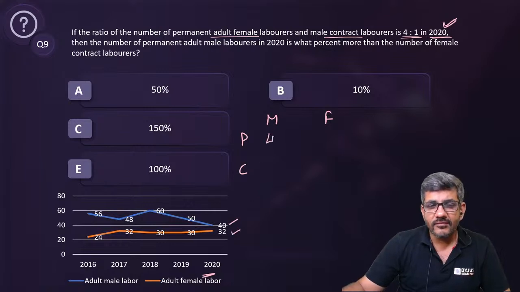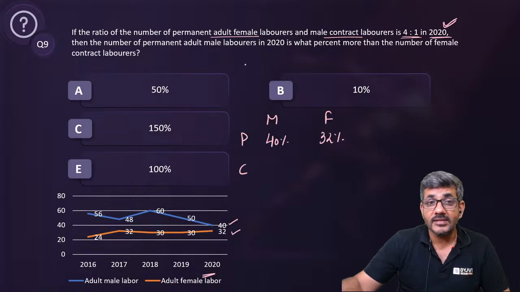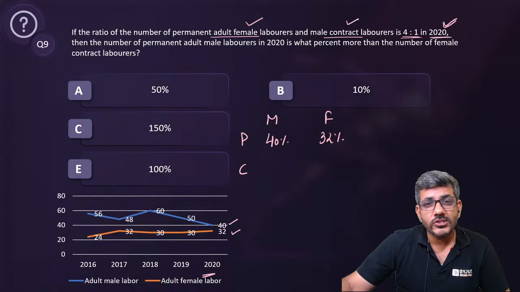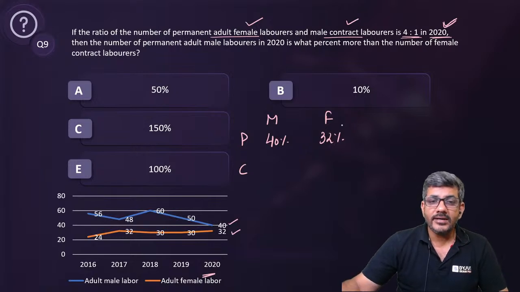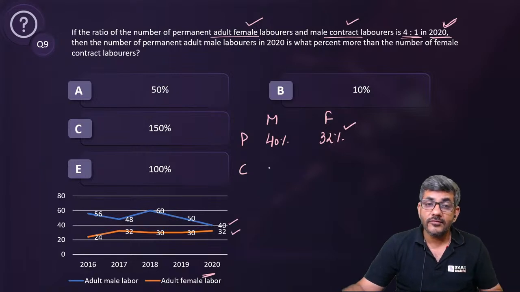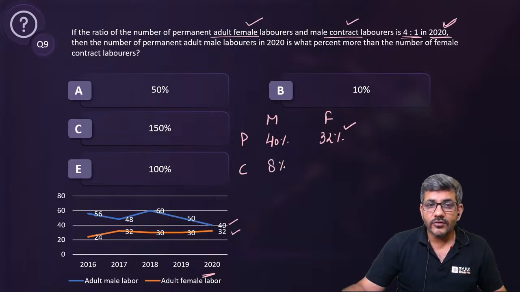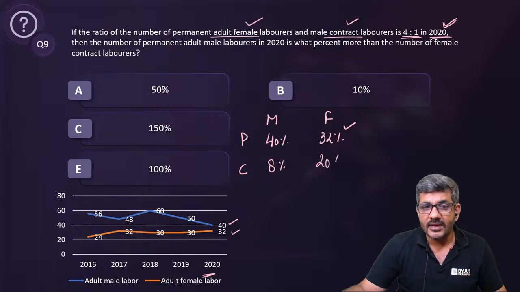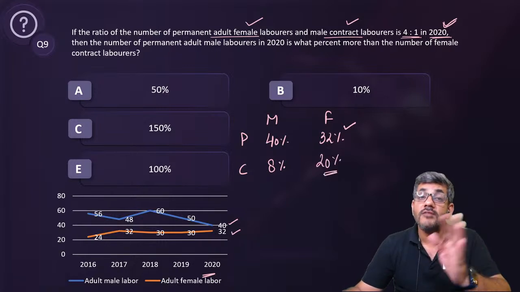So if the males are 40%, females are 32%, and they are permanent, he says adult female laborers and male contractual laborers is 4:1. Adult female is 32. So male contractual would be 1/4 of that, that is 8. So 40 plus 32 is 72, 72 plus 8 is 80. So the remaining 20 are here. These are contractual female laborers.